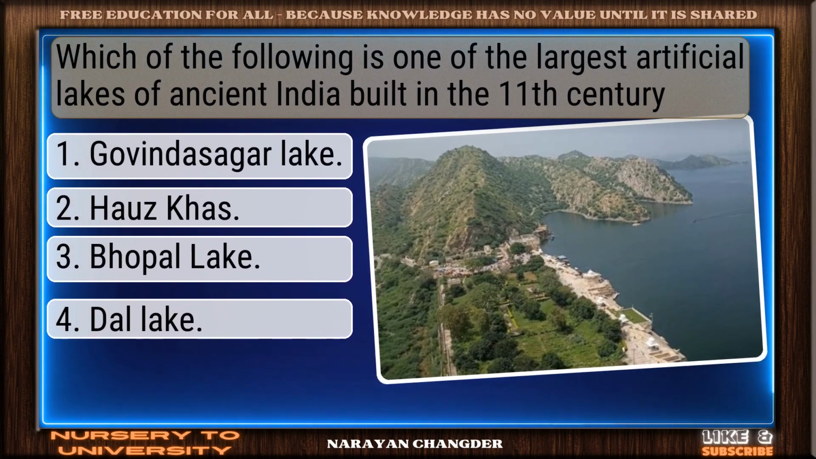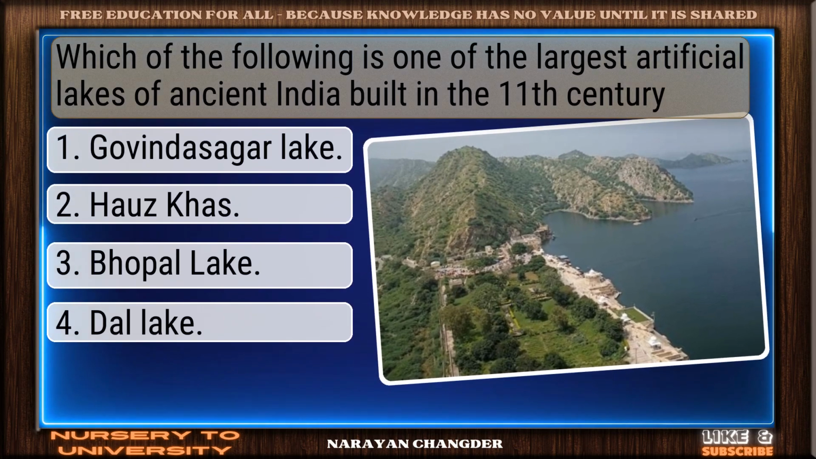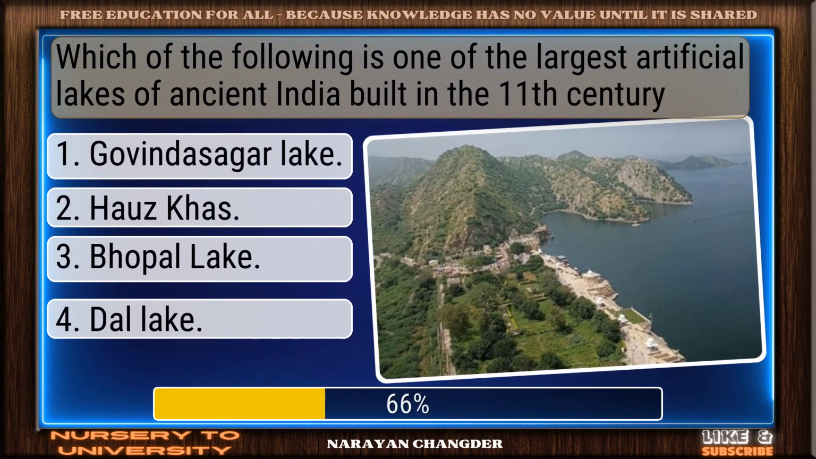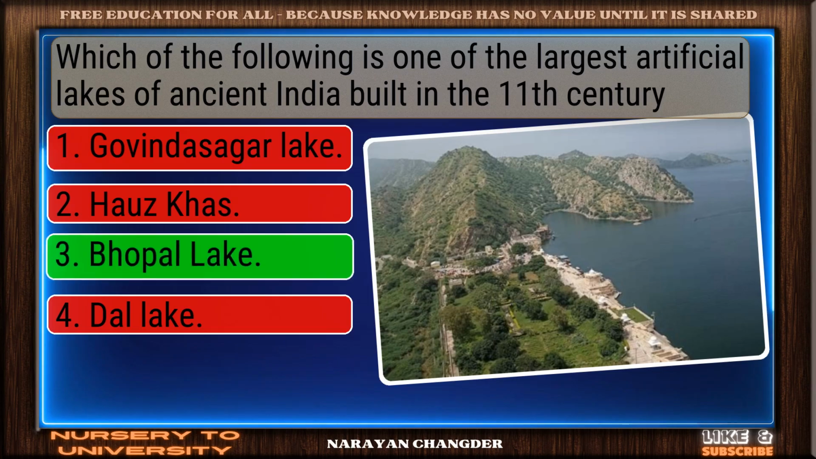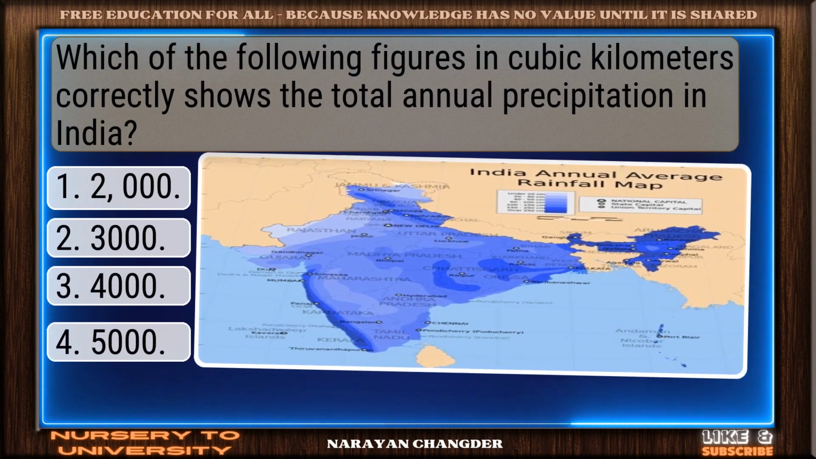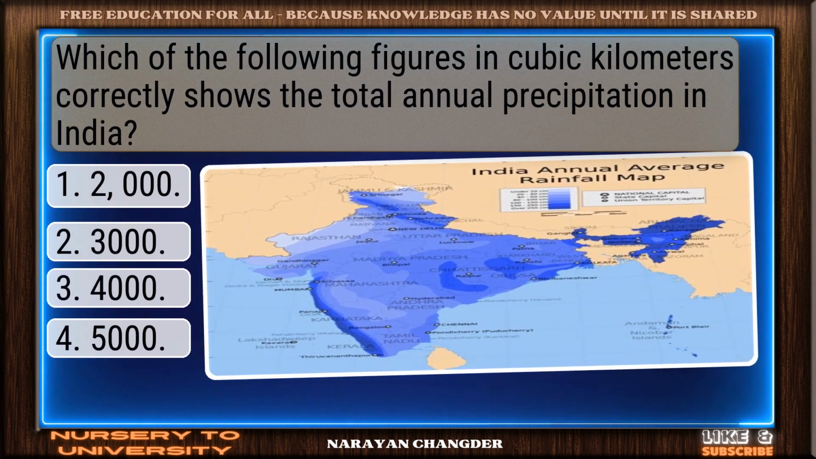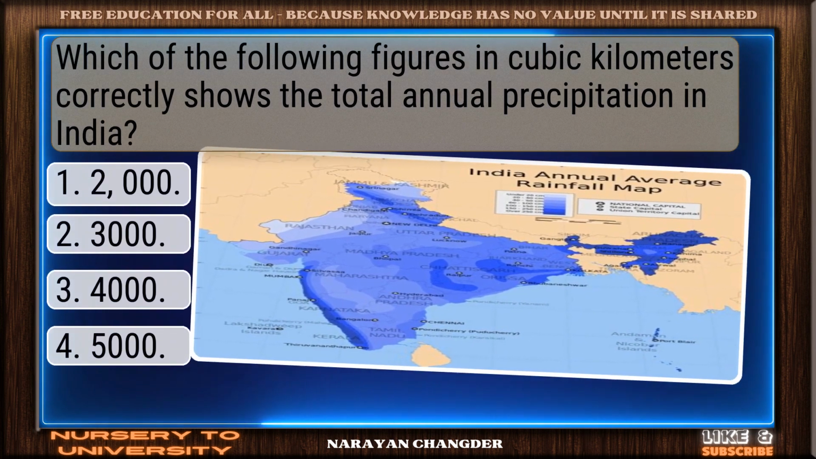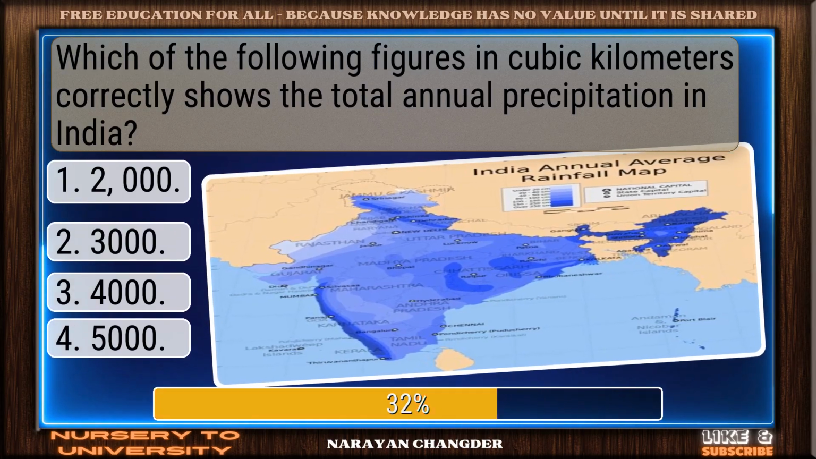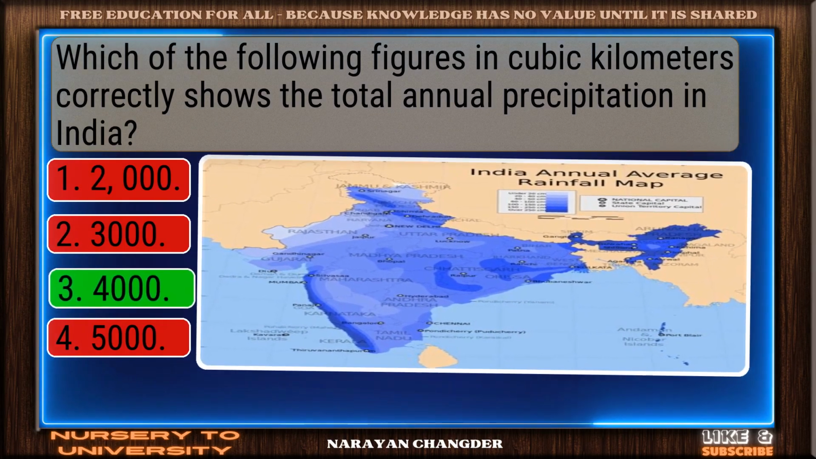Which of the following is one of the largest artificial lakes of ancient India, built in the 11th century? Exactly. Bhopal Lake makes sense. Which of the following figures in cubic kilometers correctly shows the total annual precipitation in India? Smart pick. 4,000 is correct.